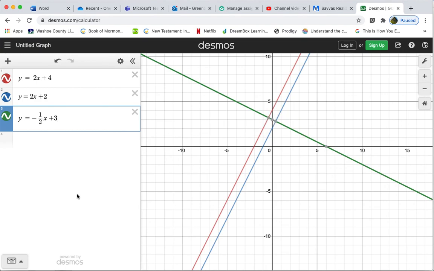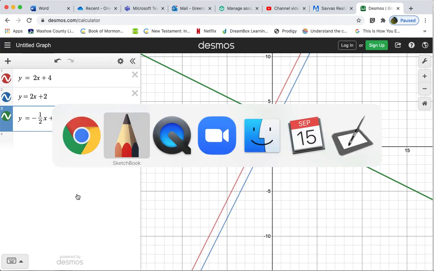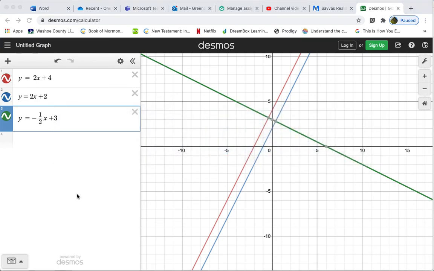Okay, hopefully that's just a quick intro to parallel and perpendicular lines. It should stop changing while I'm talking. Hopefully that helps give you an idea of what we're trying to go over.